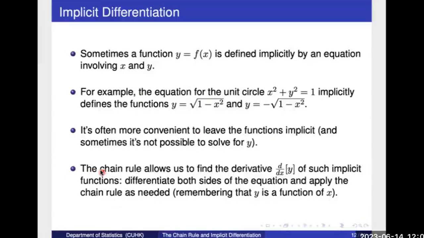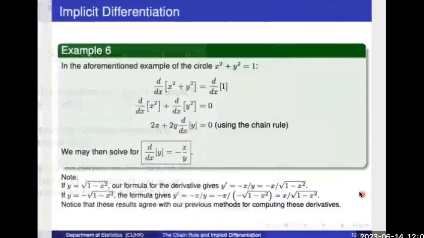The chain rule comes to our rescue. We differentiate both sides of the equation and apply the chain rule as needed, remembering that y is a function of x. Let's take a look at an example. In the aforementioned example of the circle x squared plus y squared equals 1, we can differentiate both sides of the equation to get 2x plus 2y times dy/dx equals 0, using the chain rule. We may then solve for dy/dx to get dy/dx equals negative x over y.